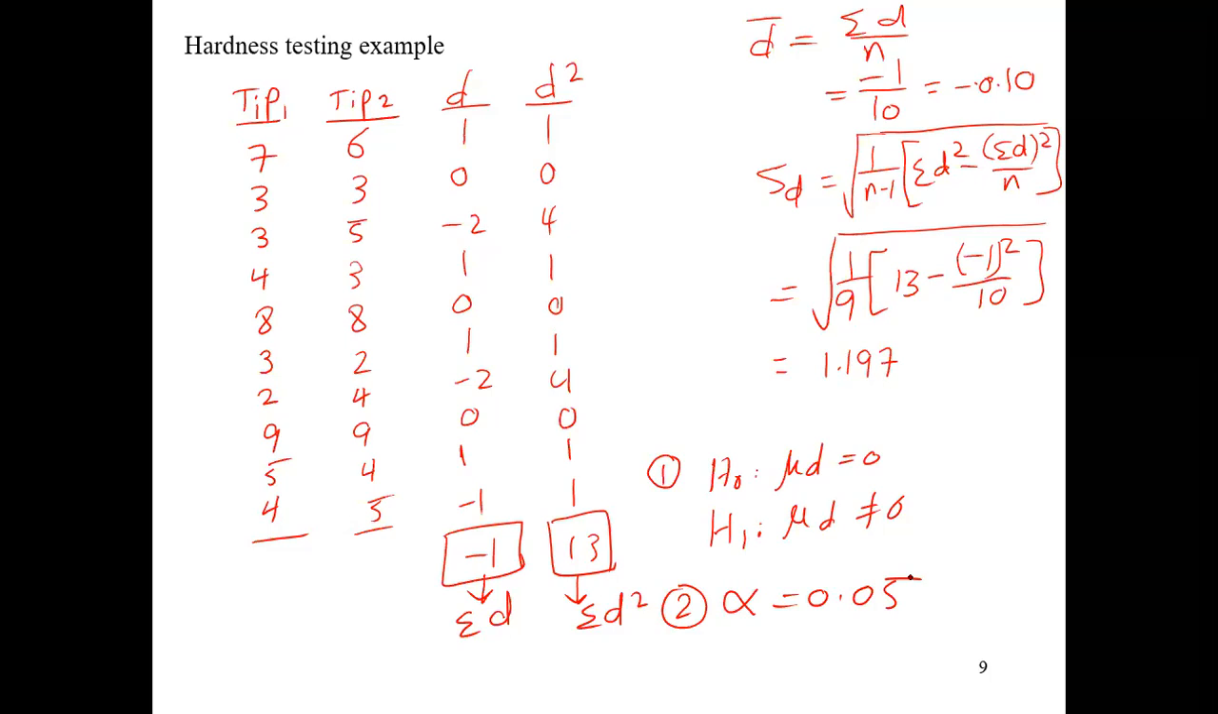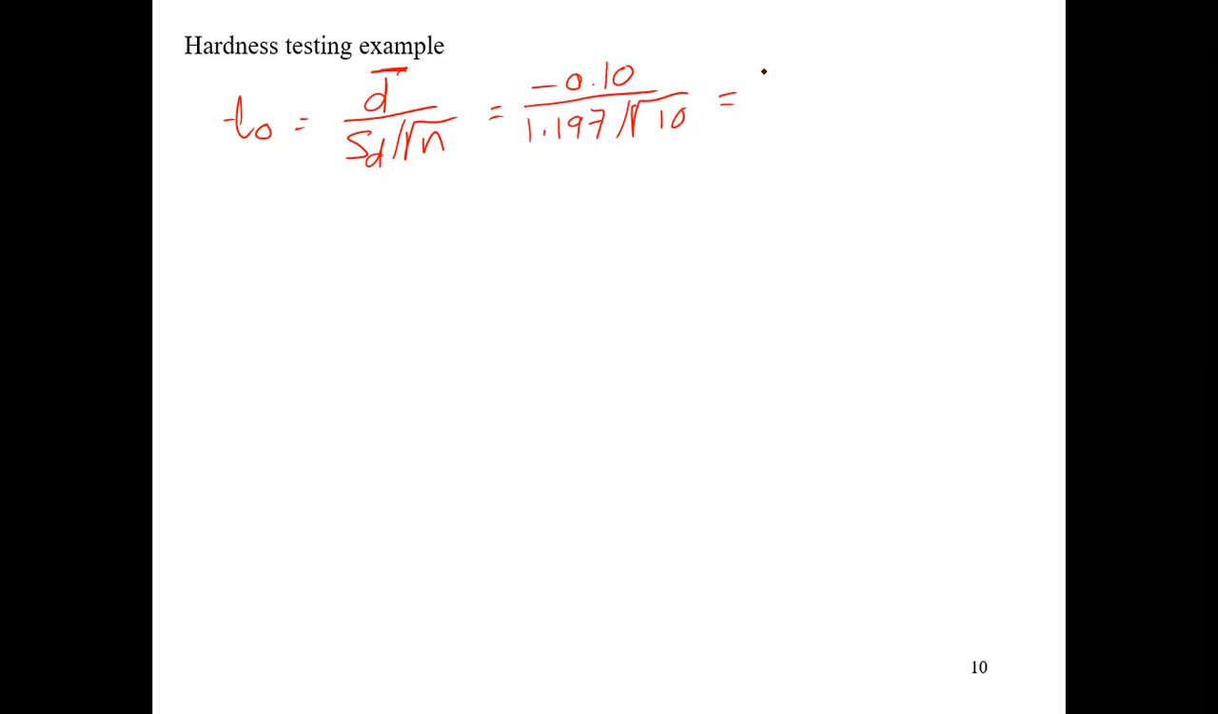Third step, let's calculate T0. T0 is D bar divided by SD divided by square root of n. D bar is negative 0.10. Divided by SD, which is 1.197, divided by square root of 10. This number is negative 0.26. This is the third step.